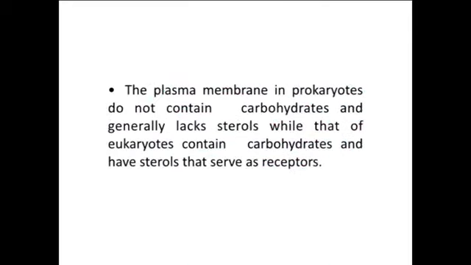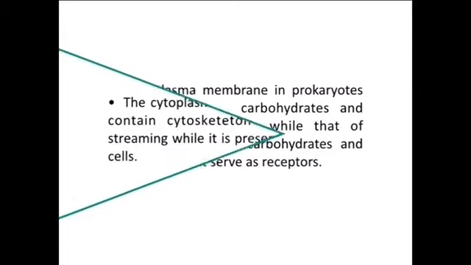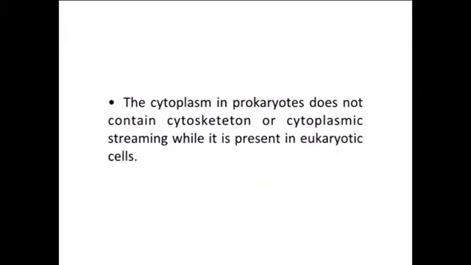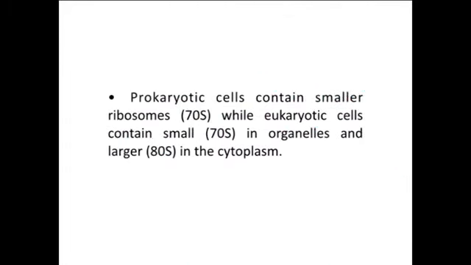The seventh feature is the plasma membrane in prokaryotes does not contain carbohydrates and generally lacks sterols, while that of eukaryotes contains carbohydrates and has sterols that serve as receptors. The cytoplasm in prokaryotes does not contain cytoskeleton or cytoplasmic streaming, while it is present in eukaryotic cells. Prokaryotic cells contain smaller or 70S type ribosomes, while eukaryotic cells contain small or 70S ribosomes in organelles and larger or 80S ribosomes in the cytoplasm.